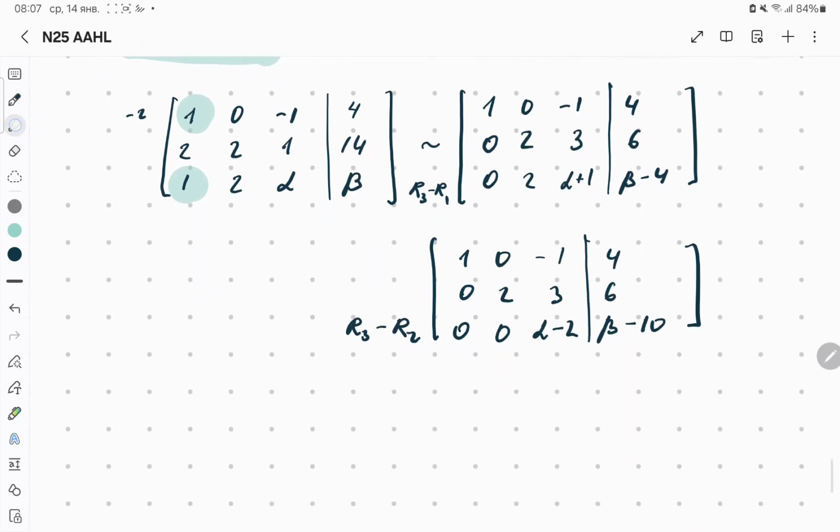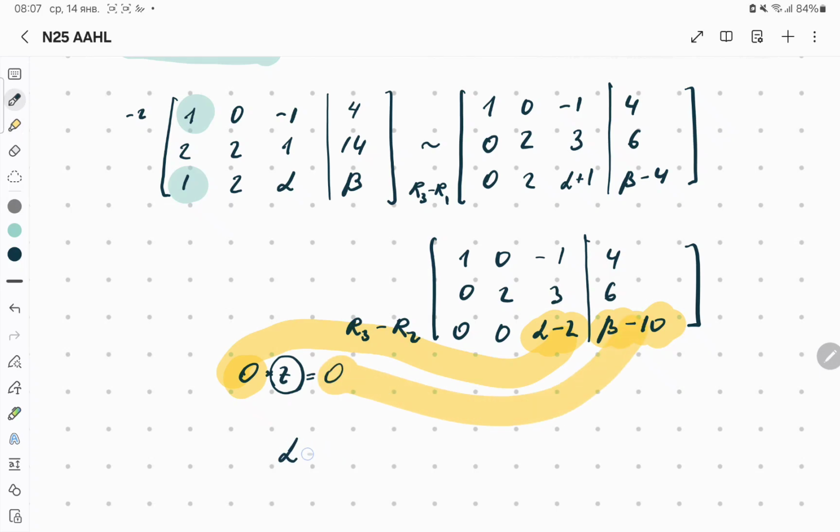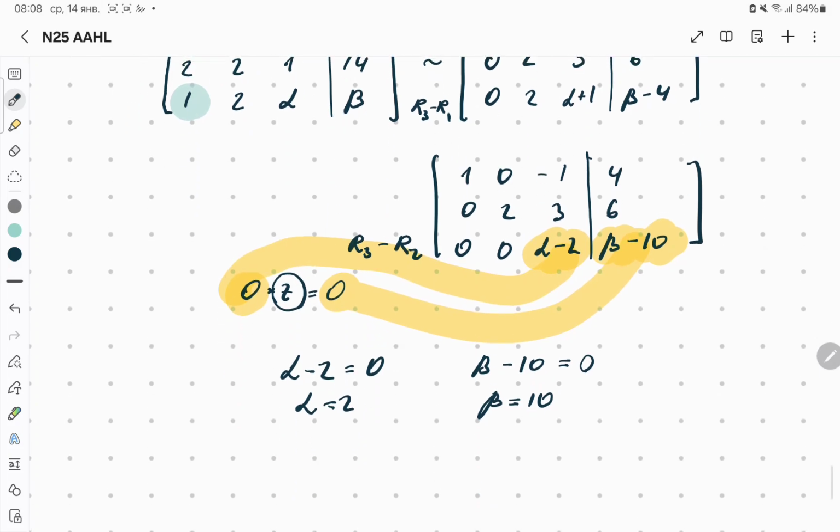We will have infinite solutions if the last row becomes 0, right? In other words, 0 times z is equal to 0. For z, it could be any value. That's how the infinite solutions appear. It means that alpha minus 2 equals 0 and beta minus 10 is equal to 0. Alpha minus 2 is equal to 0, alpha is equal to 2, beta minus 10 is equal to 0, and beta is equal to 10. So our answer is alpha is equal to 2 and beta is equal to 10.